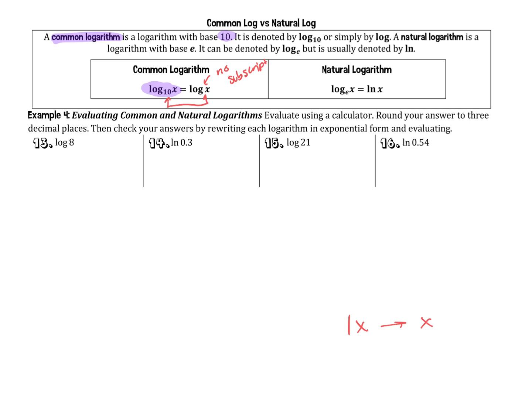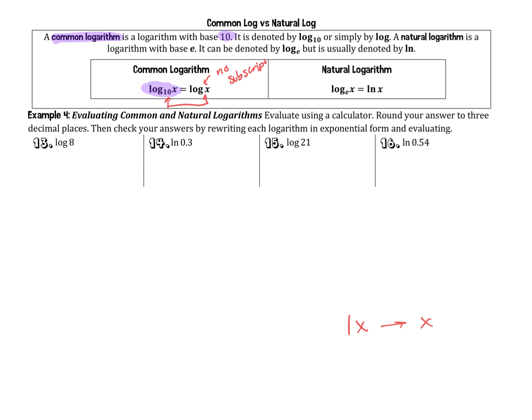The log button on your calculator is already base 10. If you push that button, it automatically is base 10. So if you're actually trying to evaluate something of a different base, we're going to need to talk about the change of base formula, which we'll talk about in the next video. But log base 10 of a value, that's the button that your calculator is going to give you.